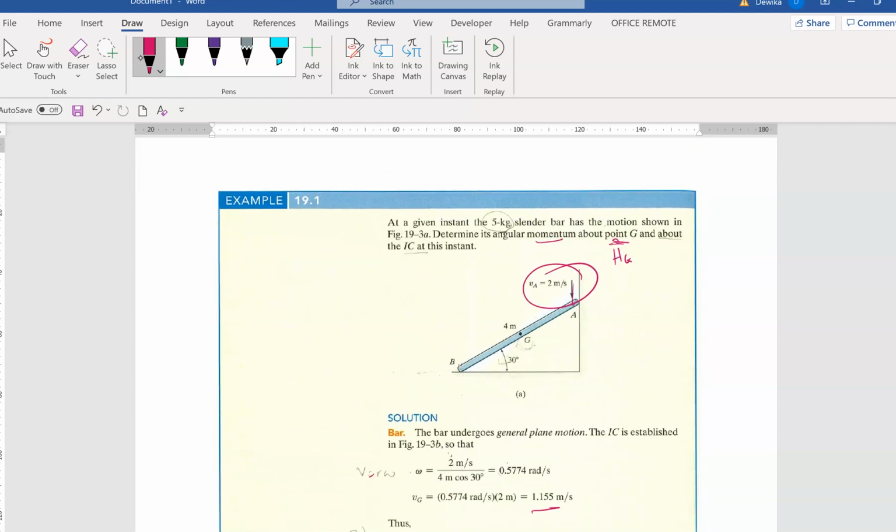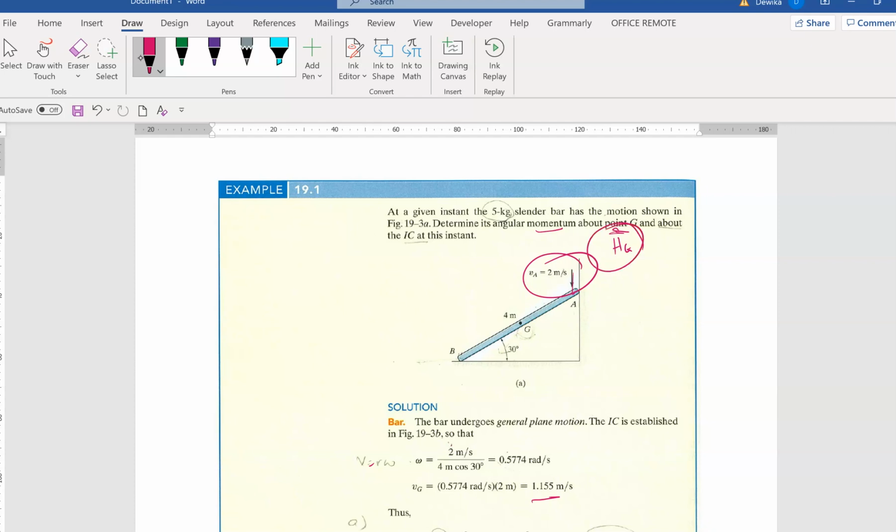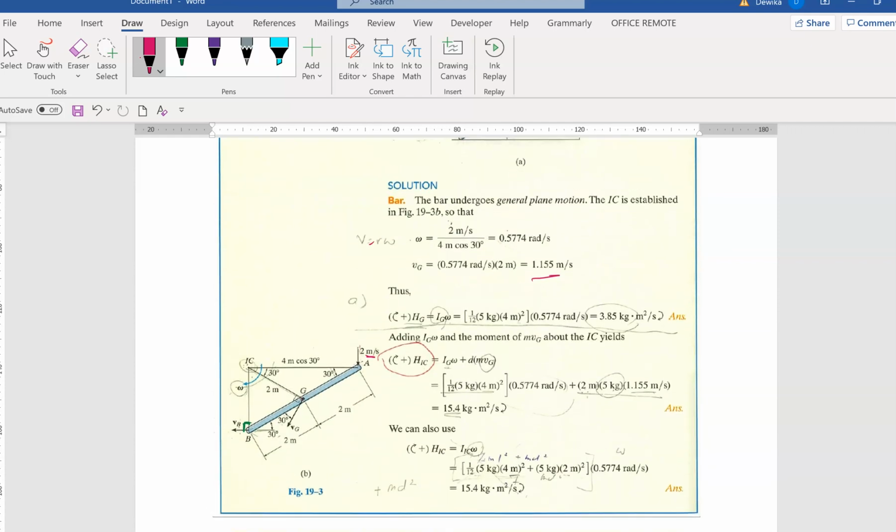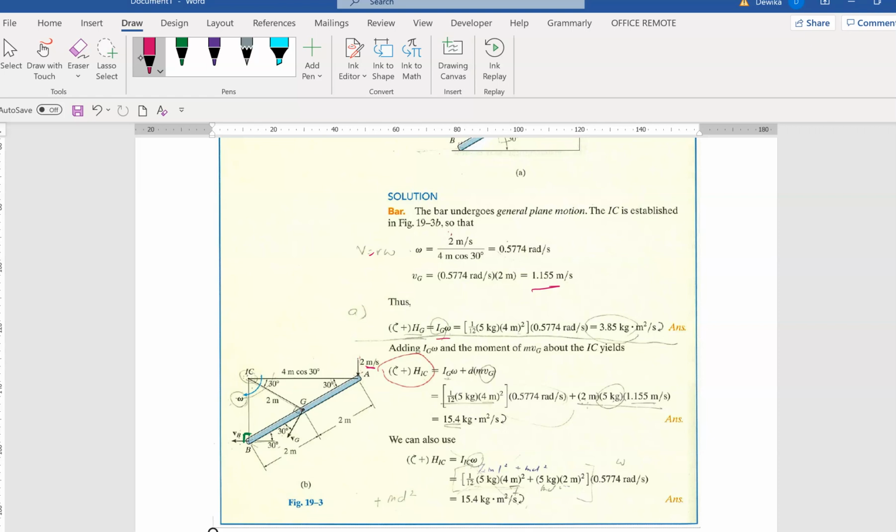Okay, so the question is actually asking what is the HG, right? So we have got our VG. Let's calculate. HG is IG omega. What is IG? For a rod, right in the middle, it's 1 over 12 ml square, multiplied with the omega. Omega is the same for the rod. So you have this value of 3.85 for the HG.